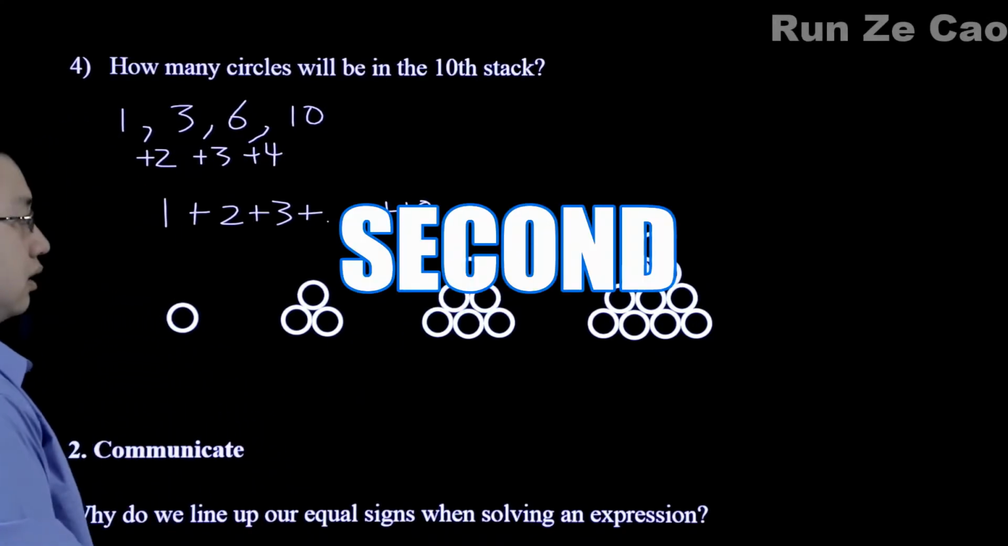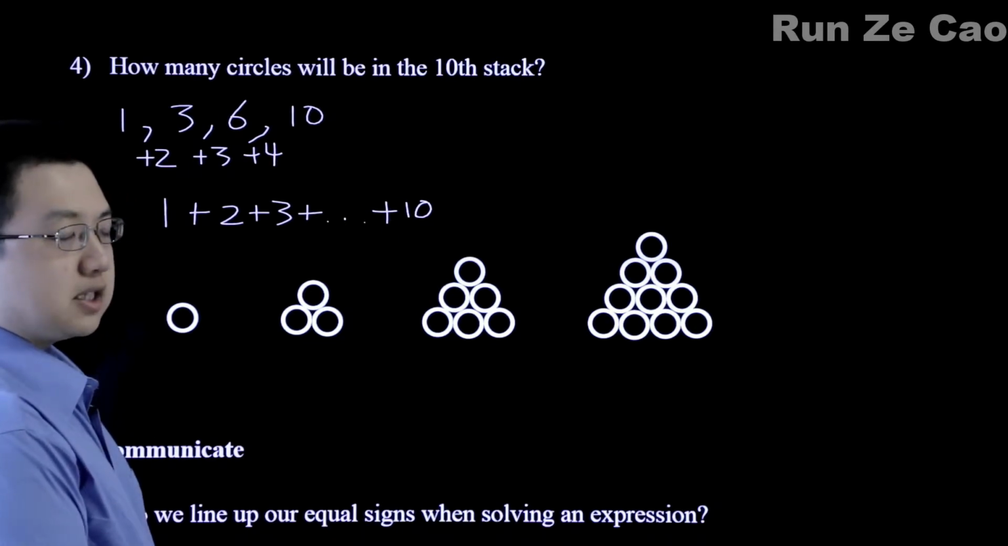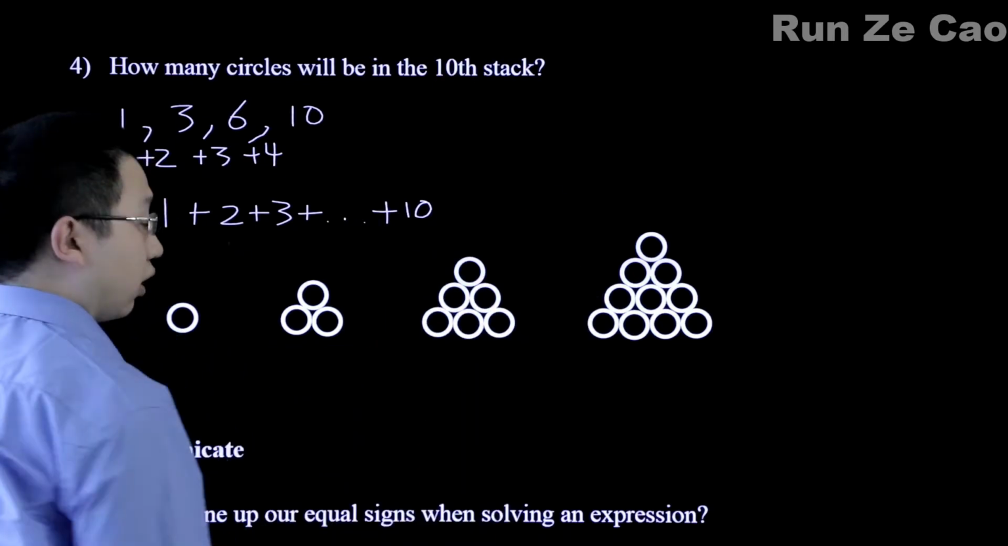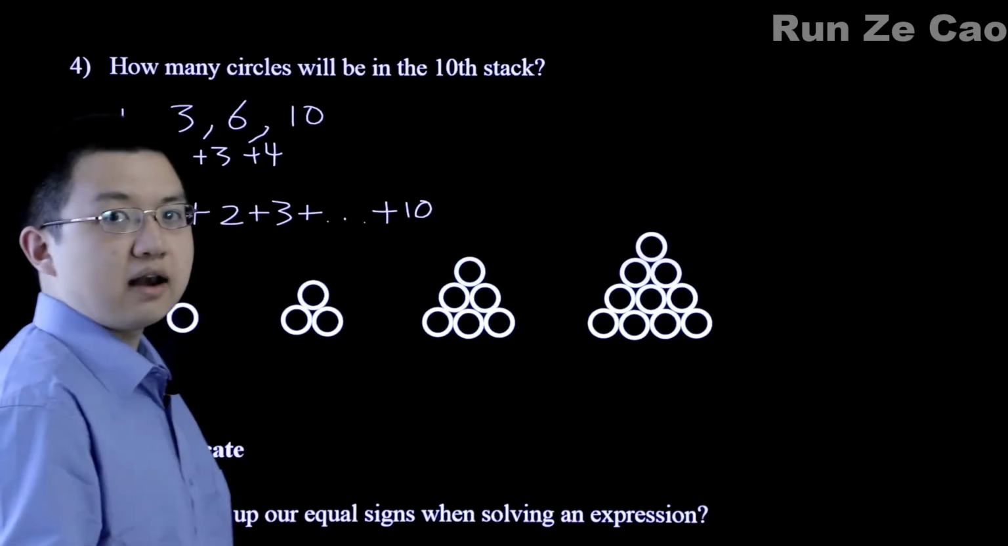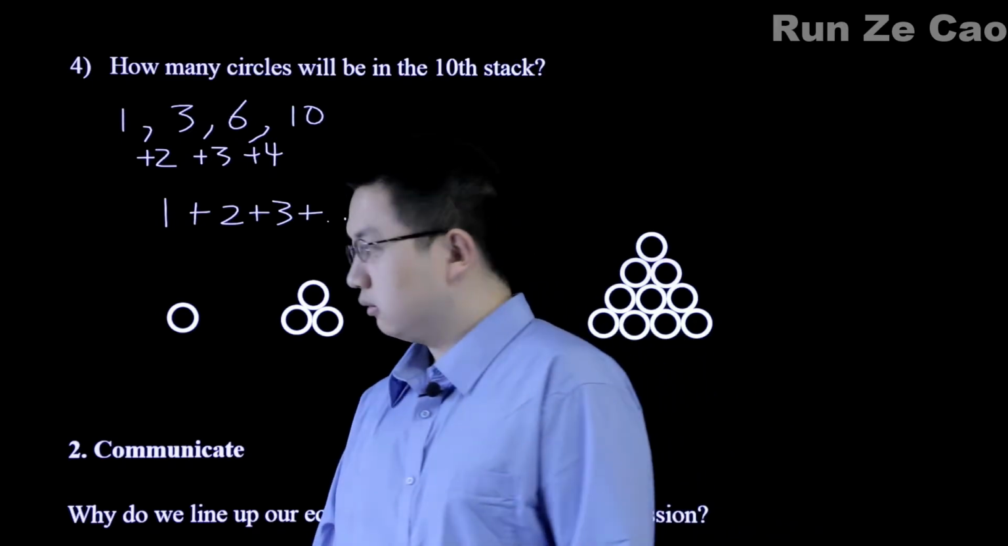Right? Wait a second. How many are we actually adding for the 10th stack? Okay, for the third stack we added 3. For the fourth stack we added 4. Okay, good. We need to check regularly and at various steps in our problem whether or not our thinking makes sense.